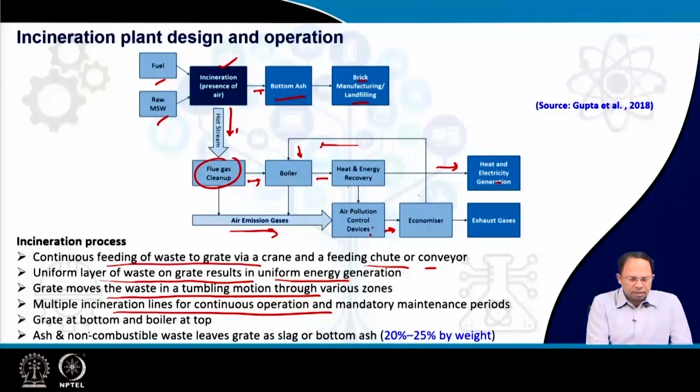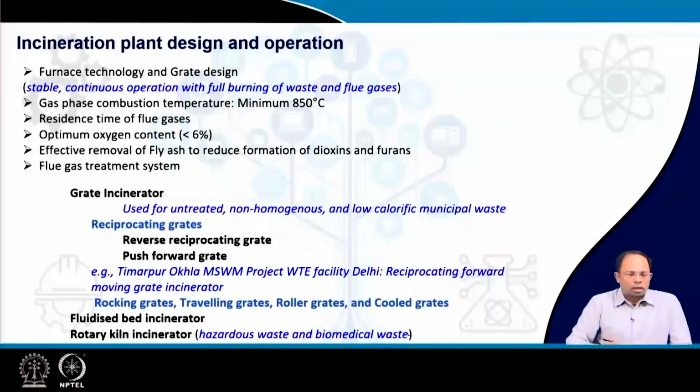The grate is usually at the bottom, whereas the boiler is kept at the top. Ash and non-combustible waste leaves the grate as slag or bottom ash, and it is something around 20 to 25% of the overall weight of waste that goes into the incinerator. So the furnace technology and the grate design is very, very important. It results in stable continuous operation with full burning of waste and flue gases.